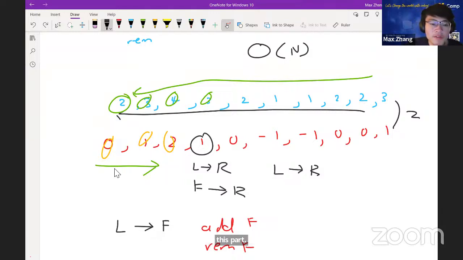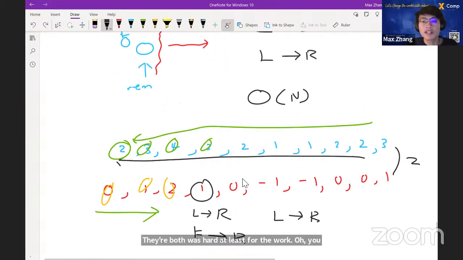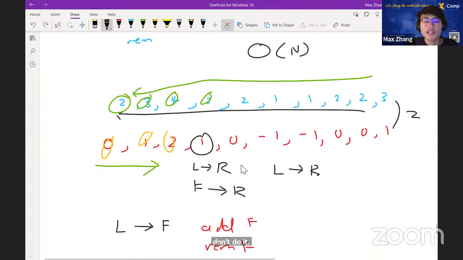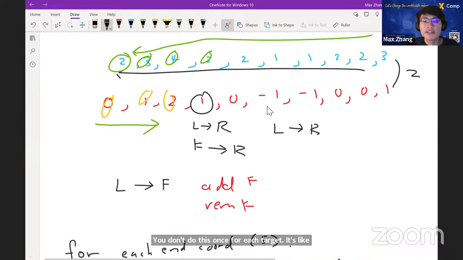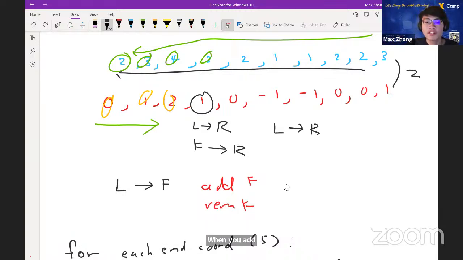There are multiple targets, how do they switch to work? Oh, you don't do this once for each target. The target is just checked when you add it. When you add it, you also have to check whether this coordinate is a target. That's just a quick if check.